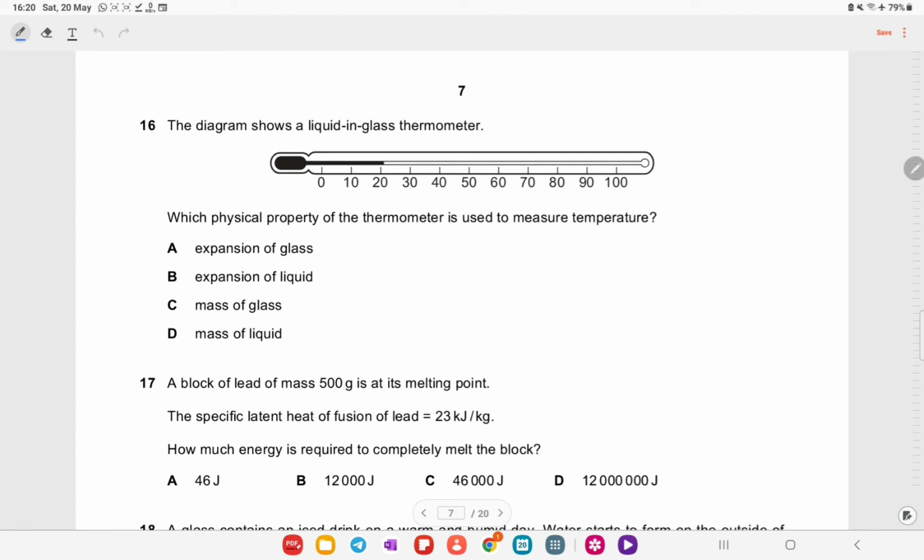The diagram shows a liquid in a glass thermometer. Which physical property is used to measure temperature? Is it the expansion of the glass? No. Expansion of the liquid? Yes.